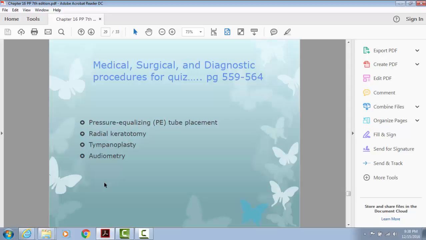Can't think of it. Okay, the next term is tympanoplasty. LASIK, there it comes to me. LASIK surgery is the same as radial keratotomy. Sorry about that. And then the term tympanoplasty is reconstruction of the eardrum after a patient has had a perforation, or the tympanorhexis, which we talked about. And then the last term, audiometry. Audiometry is measurement of the hearing acuity to various sound waves.